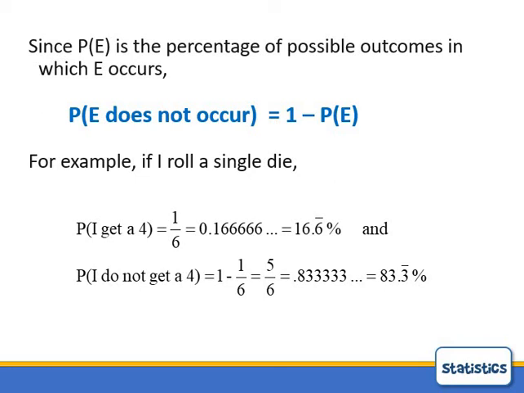But we can also see there's 5 ways to not get a 4, the other 5 numbers, out of the 6 possible numbers. So for the probability something does not occur, sometimes it might be easier just to look at the sample space, but you can always do 1 minus the probability it does occur.